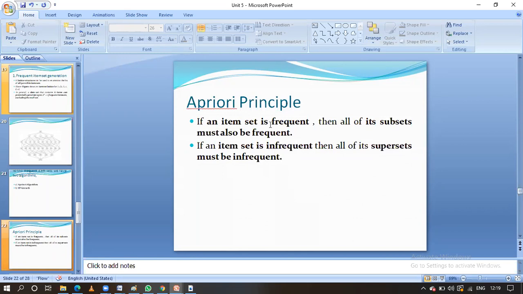We are going to use these two principles in the Apriori algorithm for finding the frequent item sets. The first principle we are going to use for the frequent item sets. The second principle we are going to use for the elimination process, to eliminate infrequent item sets.